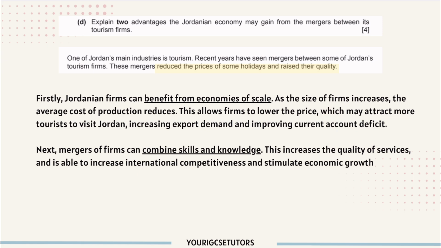So next, mergers of firms can combine skills and knowledge. This increases the quality of services and is able to increase the international competitiveness and stimulate economic growth. Again, you can export more because your quality is better, so foreign tourists will be more likely to be attracted to come to Jordan for holiday. So again, I'm using the exact same point that I've given in text, but you just need to further elaborate it by giving examples and explain the economic impact of this.